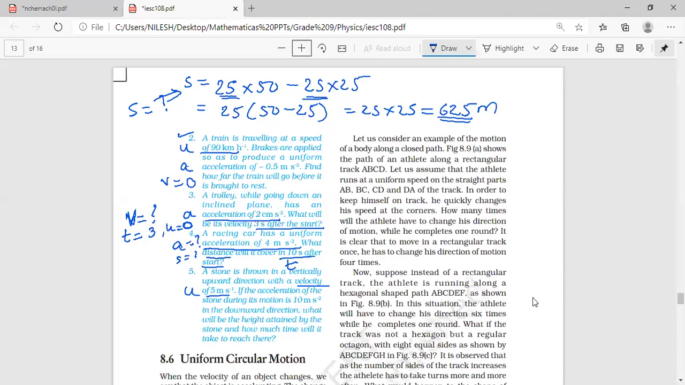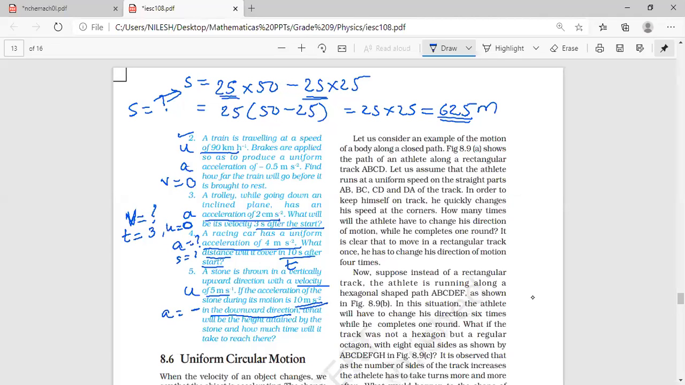If the acceleration of the stone during the motion is 10 meter per second square, what is 10 meter per second square? Acceleration, in the downward direction. Means what? Where is the stone thrown? The stone is thrown in the upward direction, but this acceleration due to gravity is in the downward direction. Means a has to be negative over here, because it is traveling against the acceleration. Are you understanding?